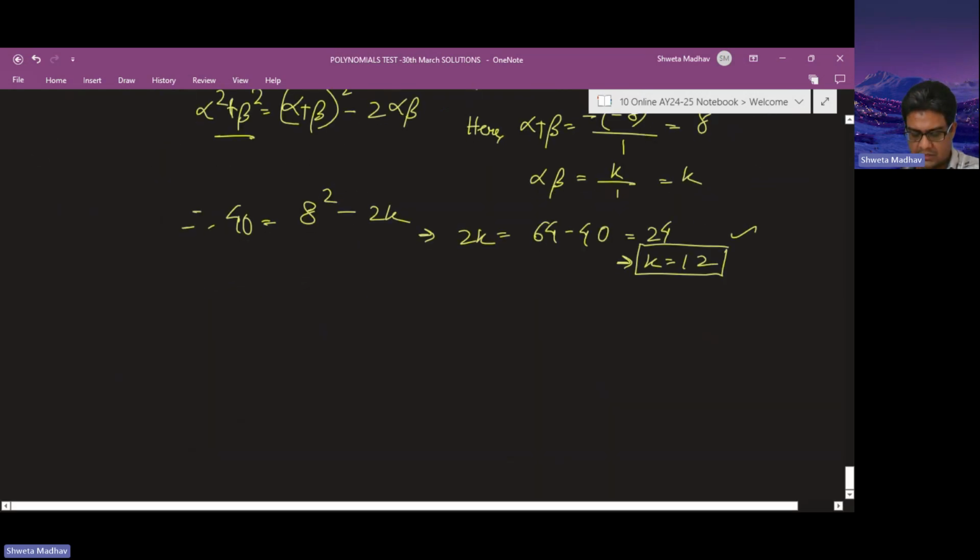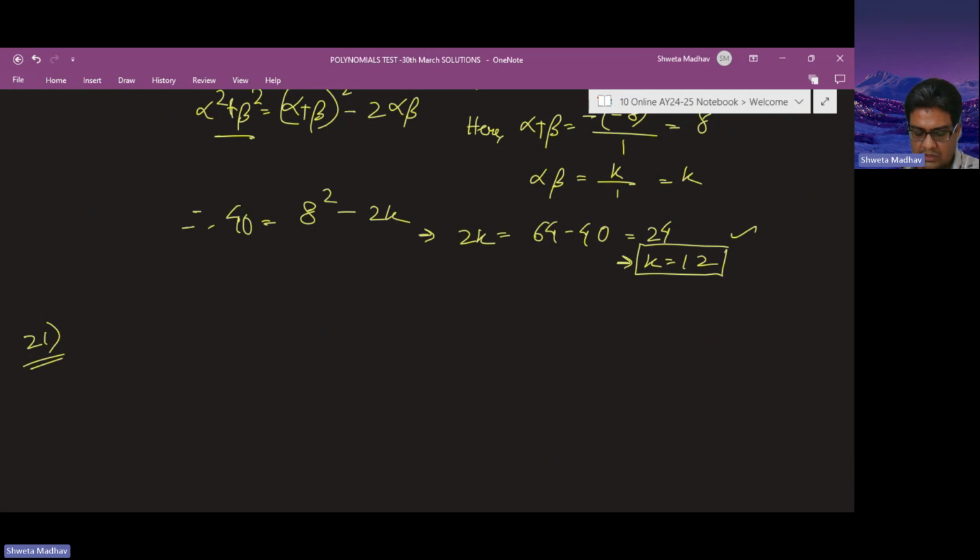Then in the case study based questions, in question number 21, it has been told that two friends, Trisha and Rohan, during their summer vacations, went to Manali. They decided to go for trekking. While trekking, they observed that the trekking path is in the shape of a parabola. The mathematical representation of the track is shown in the graph. Based on the above information, answer the following questions.